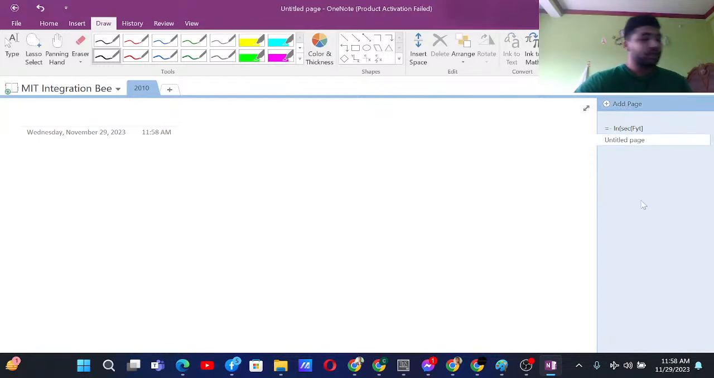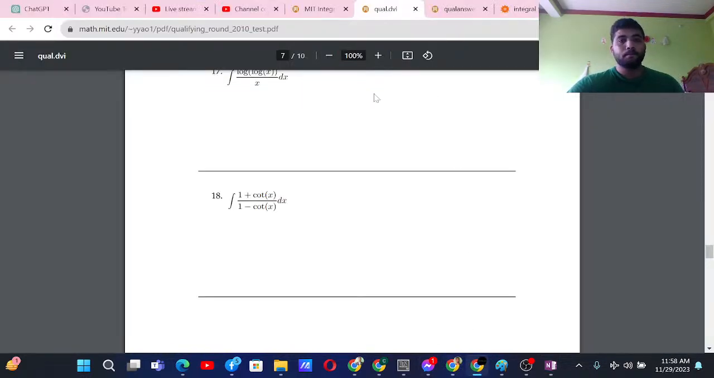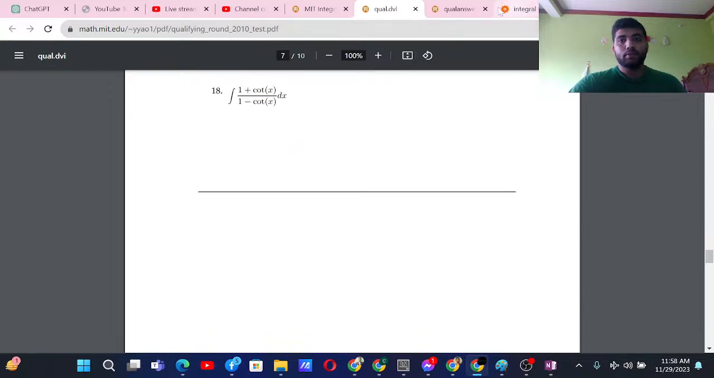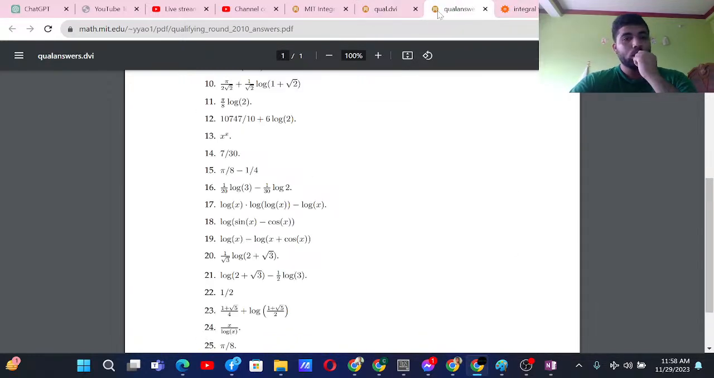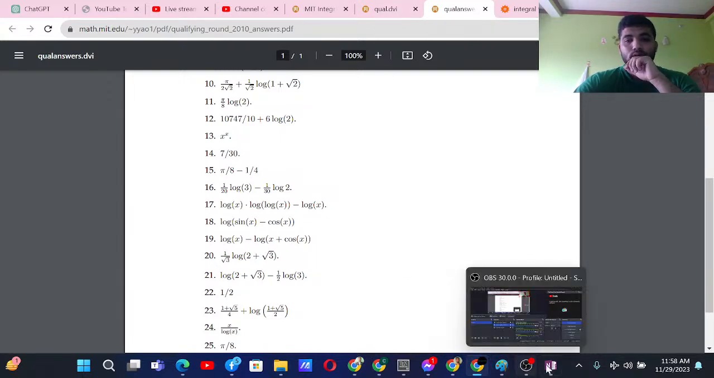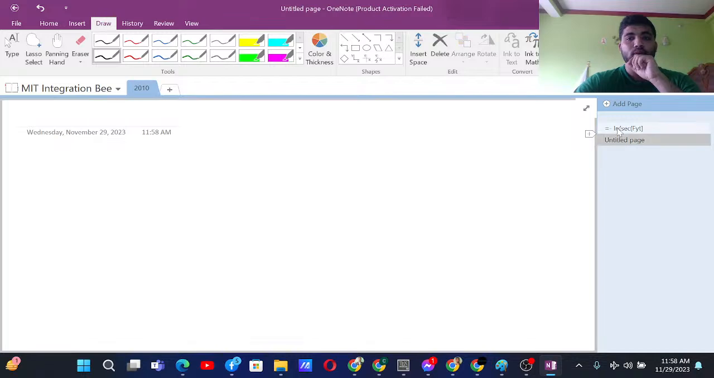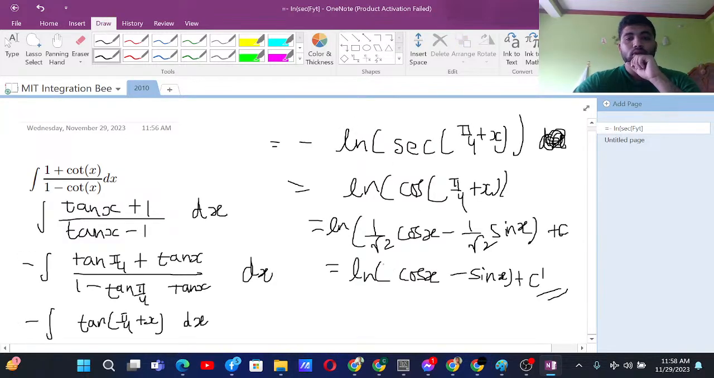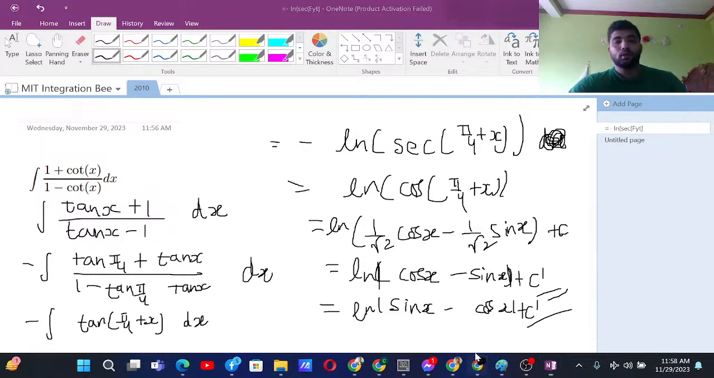The next one is question number 19. If you have to check the answer, it's the same thing. Here it's sin x minus cos x, because we are also giving a modulus sign in the ln. That's why it's the same thing to write sin x minus cos x or cos x minus sin x. That doesn't really matter. Plus c dash. Let's go to the next one.